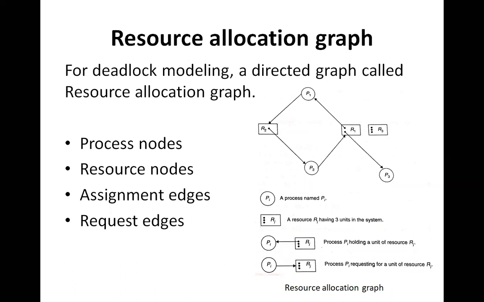Now here, this resource allocation explanation has been done. Pi represents a process named Pi. Rj is a resource having 3 units in the system. If R1 is assigned to P1, it means process Pi is holding 1 unit of resource Rj, and Pi is requesting a unit of the resource Rj.